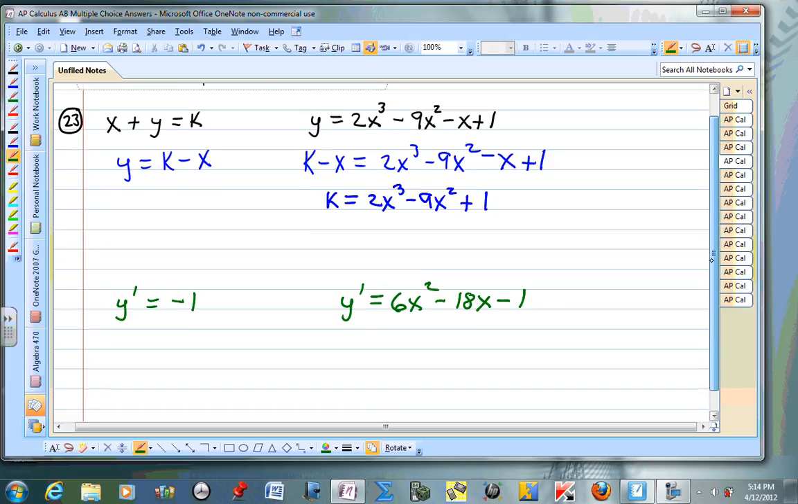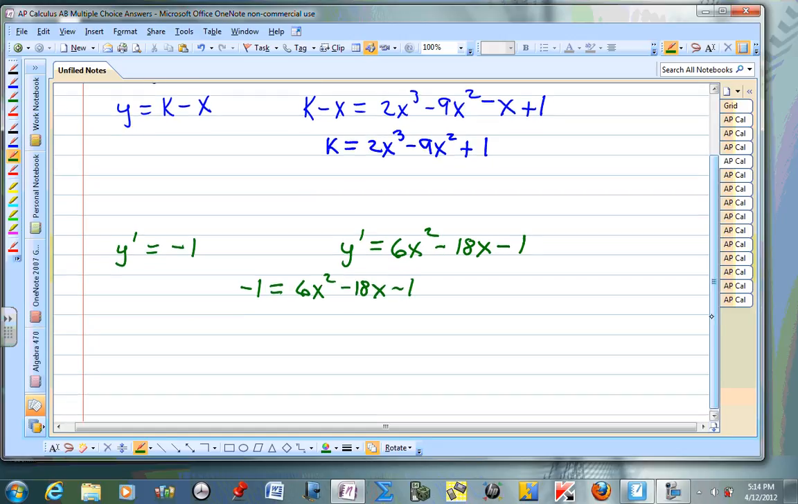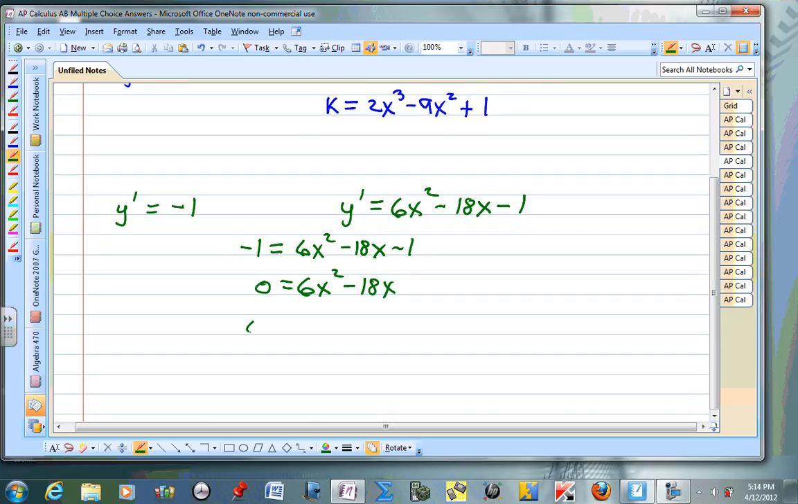So now, if we take these derivatives and set them equal to each other, we'll get negative 1 equals 6x squared minus 18x minus 1. Now we just have to solve this equation. If we add 1 to both sides, 0 equals 6x squared minus 18x plus 0. And now we can factor and solve. We can take out a 6 and an x from each term. That will leave us with x minus 3.